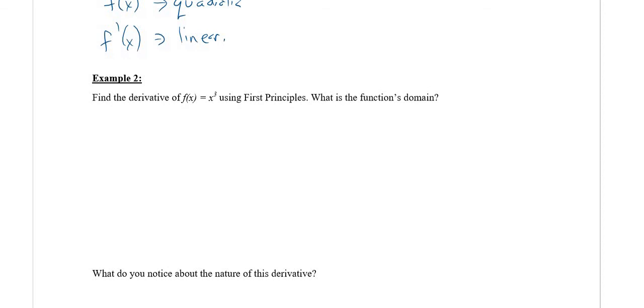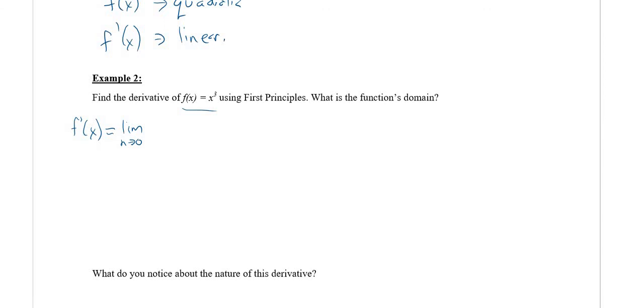So example 2 is asking about f of x equals x cubed this time. So we're going to find the derivative for x cubed. So for this one, again, let's start with our limit definition, our first principles definition for the derivative. It's going to be f prime of x is equal to the limit as h approaches 0 of, in this case, f of x plus h.